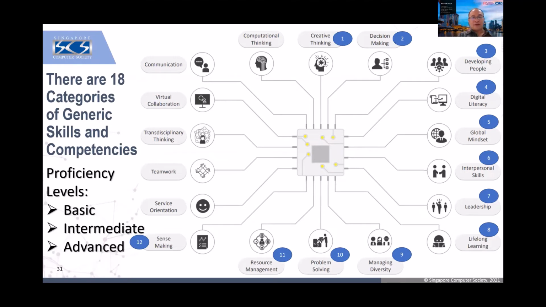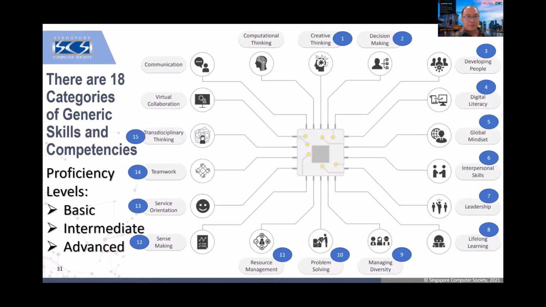And sense making is very interesting. Basically, when someone tells you, Aaron, okay, what do you think about this? Let me think. And you need to be able to connect with creative thinking. So sense making is the ability to analyze and see the data, and how you can make use of that particular information. Of course, service orientation and teamwork are very important.